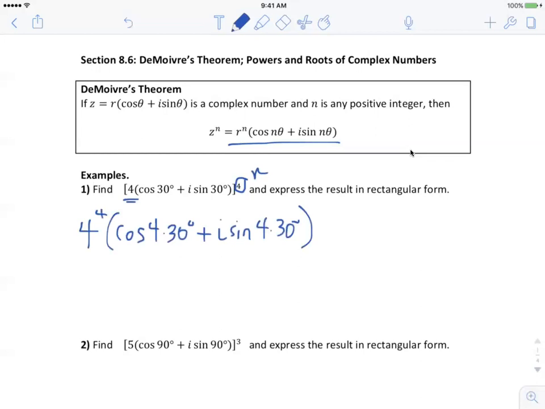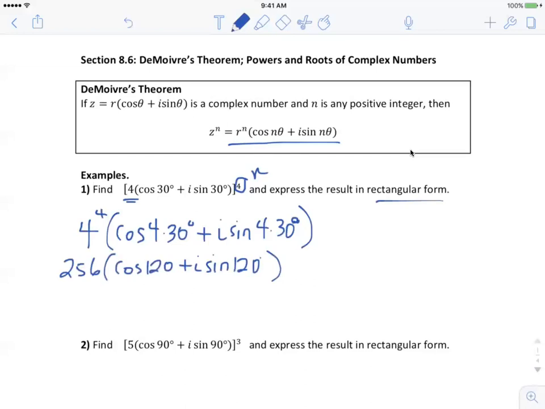So this theorem really saves you a lot of time, because if you didn't have it, you would have to do a lot of foiling, multiplying that thing out by itself 4 times. It'd be an algebraic nightmare, but now we have something we can handle. 4 to the 4th power, I can calculate that. That's 256. And then we've got cosine of 120 plus i sine 120. And then this one's rectangular form.